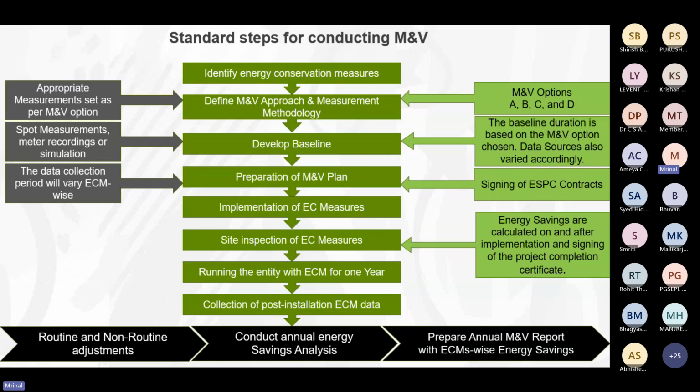Once the baseline is done, then you have to prepare the M&V plan. Now you have the data collected through measurement, through recording, through simulation. With the help of that data, you have to prepare the M&V plan. Once you prepare the M&V plan, then you have to get into the contract with the ESCOs or other stakeholders. In case it is equipment suppliers, then you have to sign an EPC contract with them.